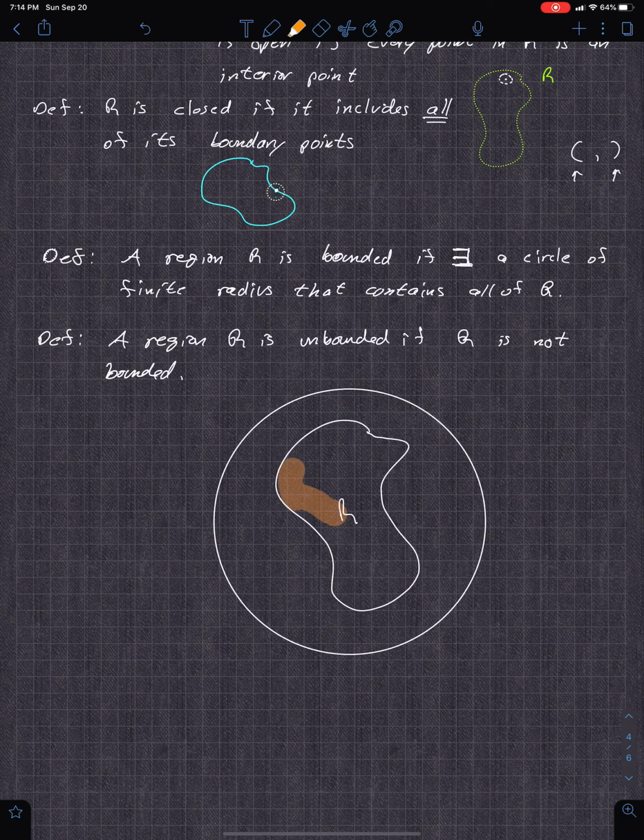Okay, so here's all of R, and that circle clearly has a finite radius, so it contains all of R, so R is bounded. You have your radius going out here, and that circle of radius, let's just say little r, is real, so it's bounded.